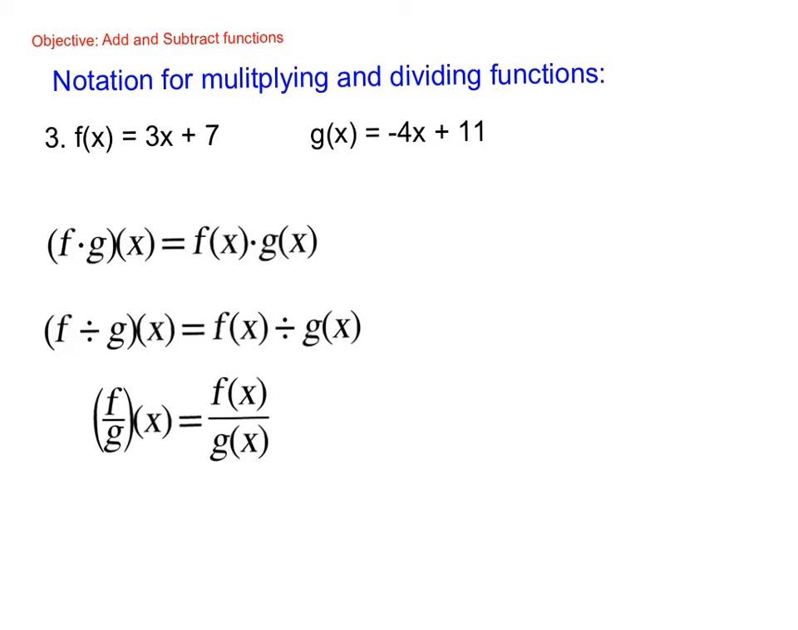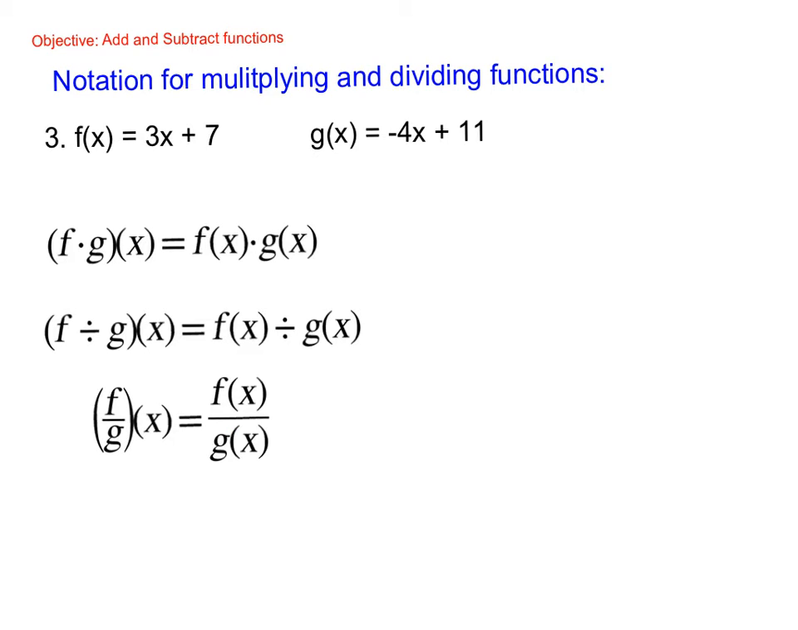Okay, so now for multiplication and division. So multiplication, we use a dot, right? We don't usually use x. f times g of x. Again, we put the two functions and then the x is on the outside. All that means is I'm going to take my f of x and my g of x and I'm going to multiply. With division, you can write it like this with the division symbol or f over g. It is the same thing.